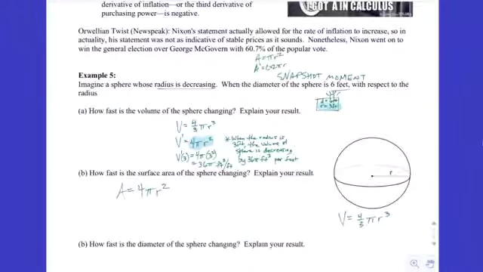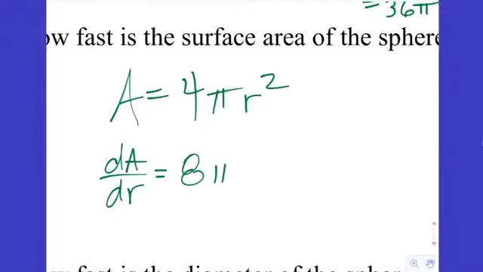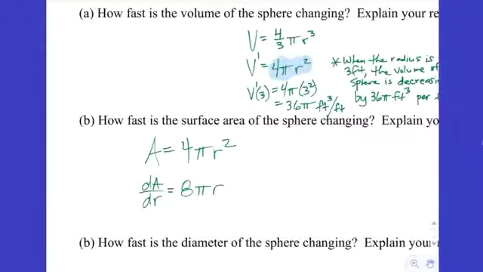So that's pretty cool. So now I want to know how fast that's changing, so I need its derivative. Now I'm not going to use prime notation here. I'm going to use Leibniz notation. So dA/dr, instead of A prime of r, is equal to 8 pi r. Now I need to plug in the radius value, which is 3.